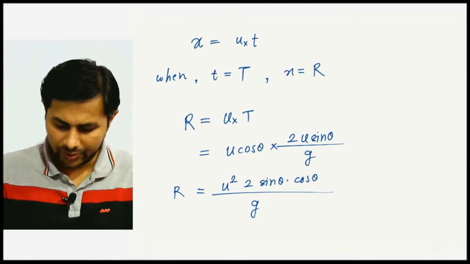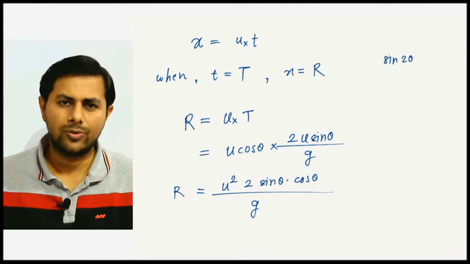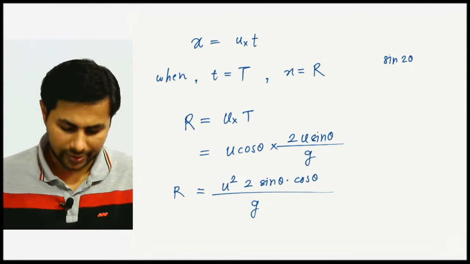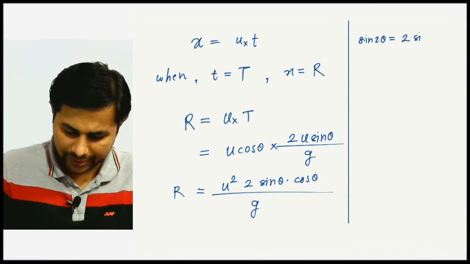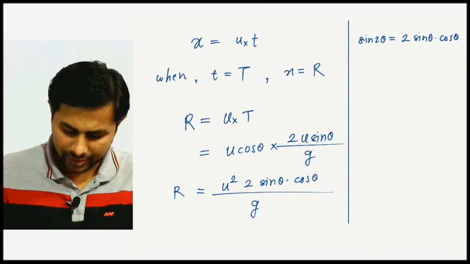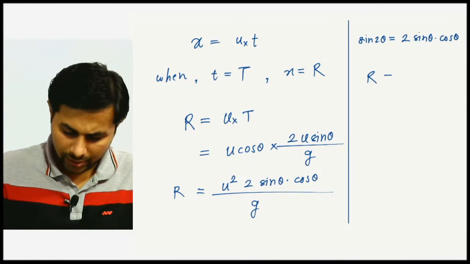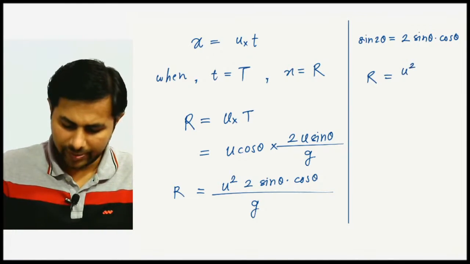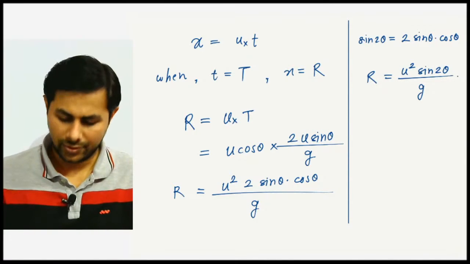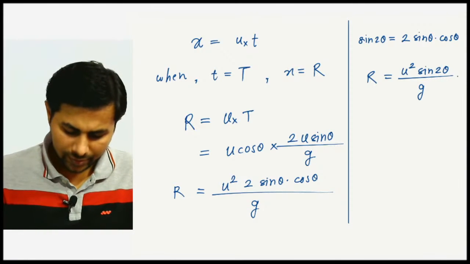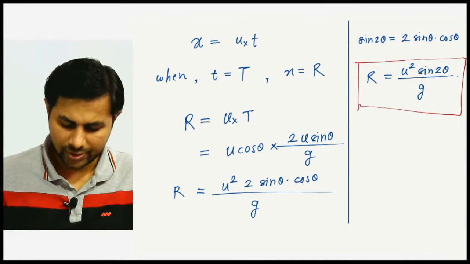And we know that sine of 2 theta is equal to 2 times sin theta into cos theta. So sin 2 theta equals 2 sin theta cos theta. Then we can write R equals u squared multiplied by sin 2 theta divided by g. Okay, so this is the equation for the horizontal range of the projectile.